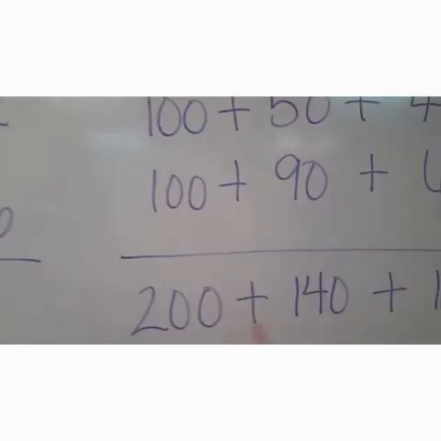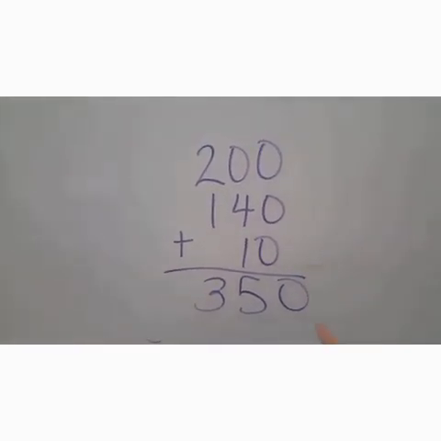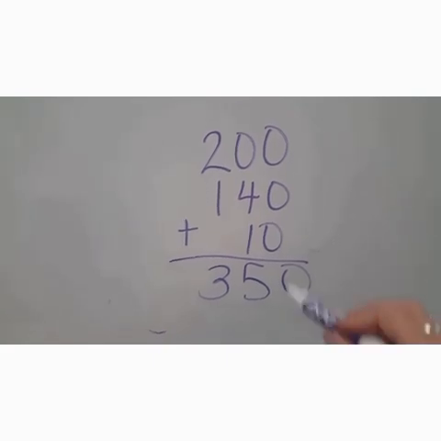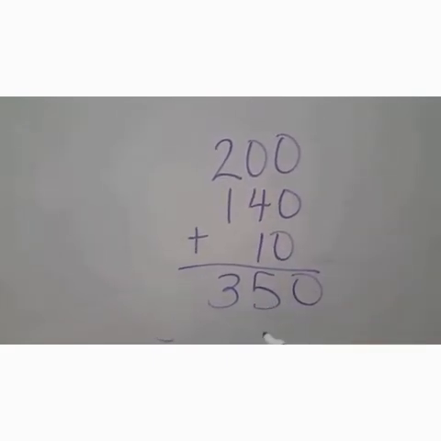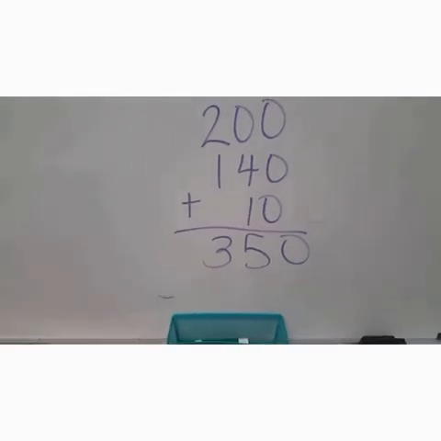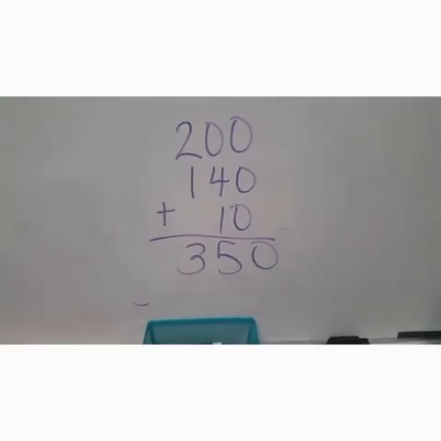So I have 200, 140, and 10. I took those three numbers, I put them here, and I added them up. 0 plus 0 plus 0 is 0. 0 plus 4 plus 1 is 5. 2 plus 1 is 3. Okay, check your answers. If you did not get the right answer, go back and try it again.